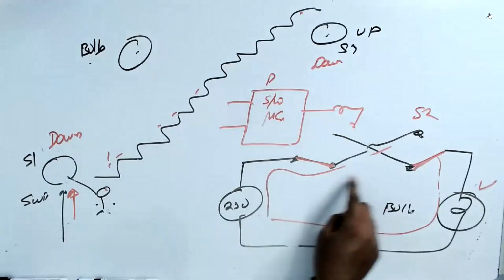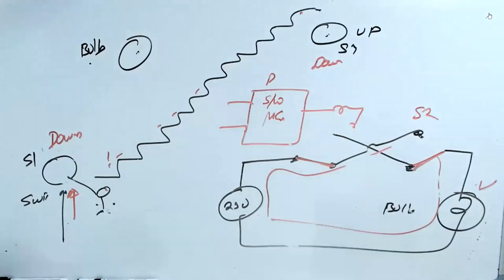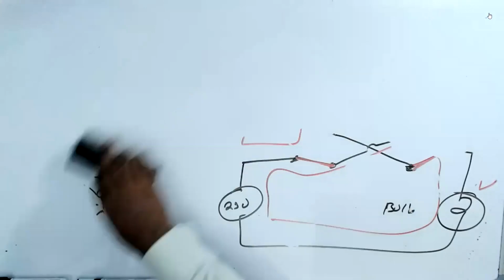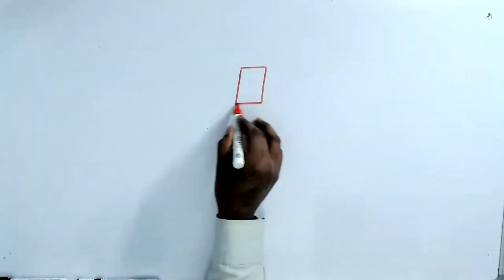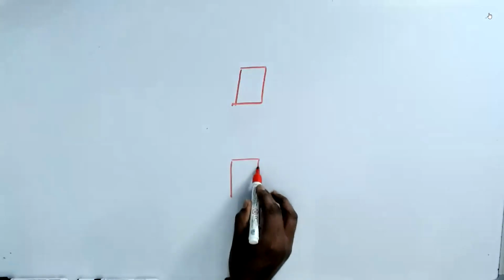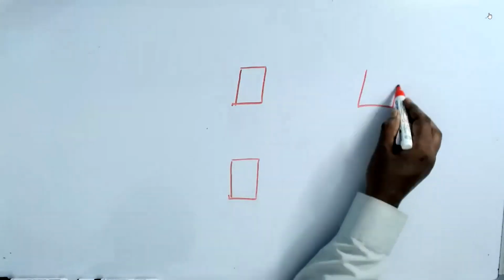So understand what is called SPDT or DPST. I just want to introduce you to these two terminologies. So now I'll give you a small idea. See that. We have a relay here. I have a relay here. I have a relay here. I have 4 relays. Understand one thing.